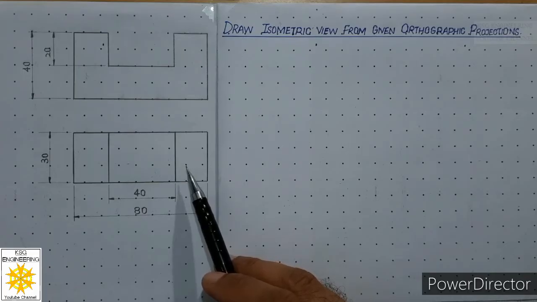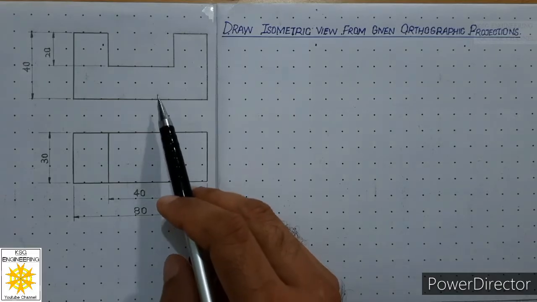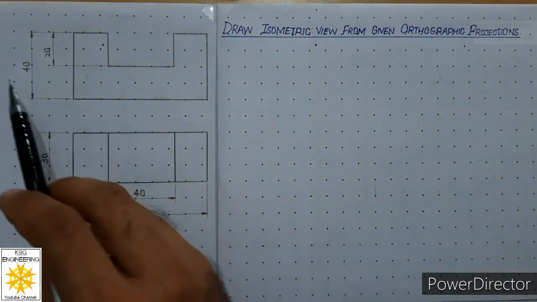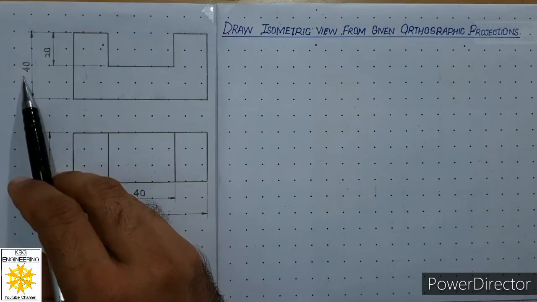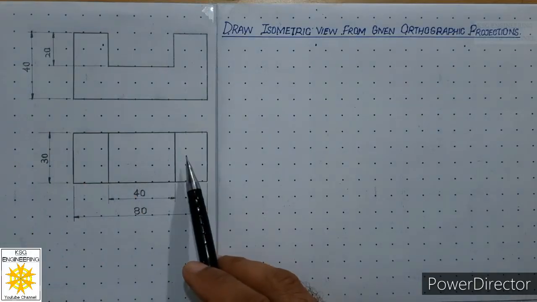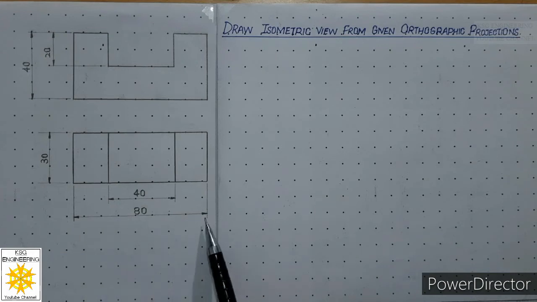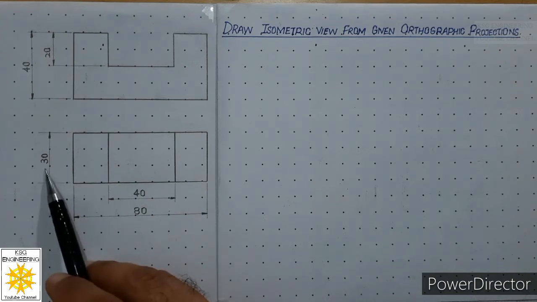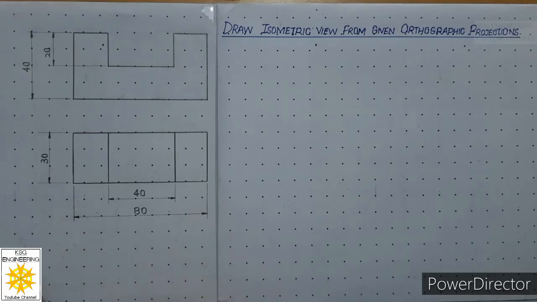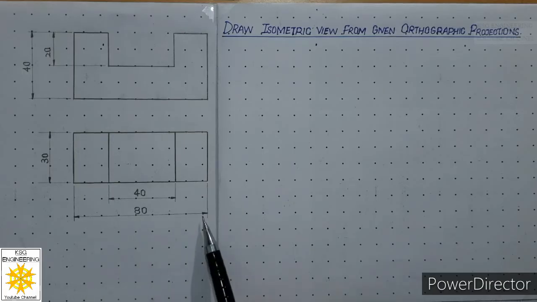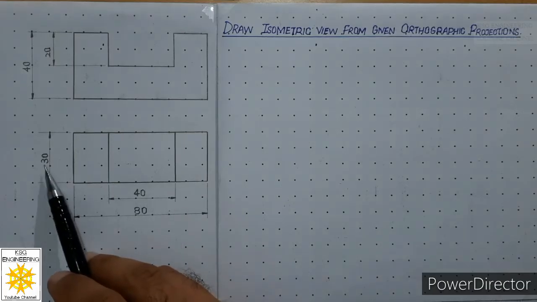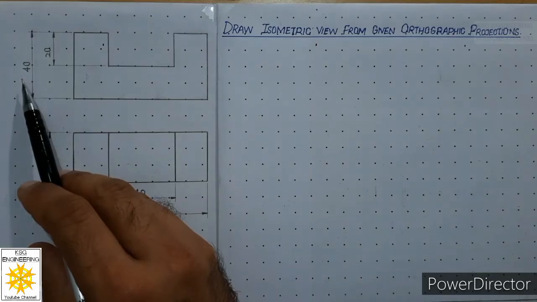After that, we will see the overall dimensions of the object. Now if this is the front view of the object, that means height of the object is 40 mm. And if this is the top view of the object, that means the length of the object is 80 and width of the object is 30. So second step is find the overall dimensions of the object. And we have found that length of the object is 80, width is 30 and height is 40 mm.